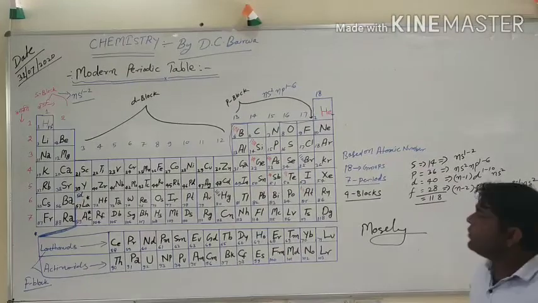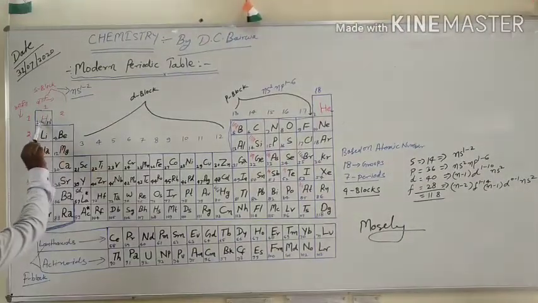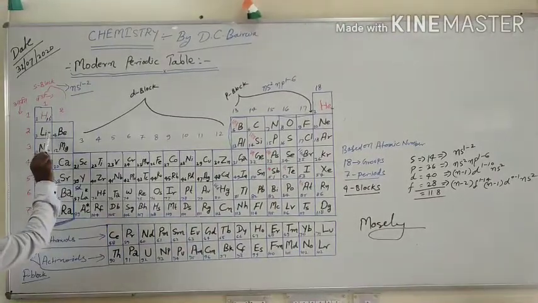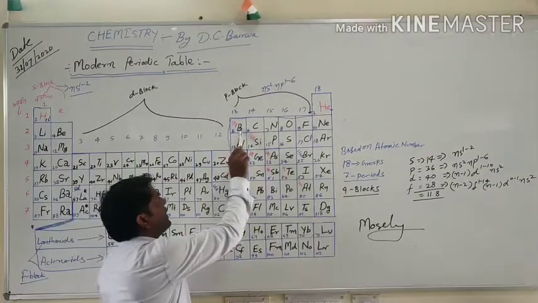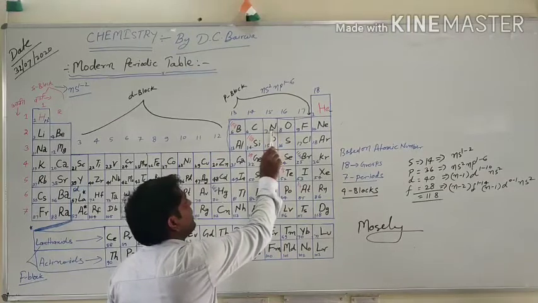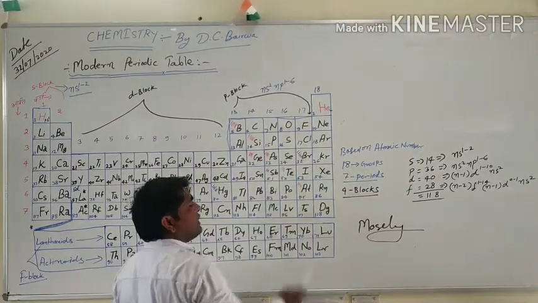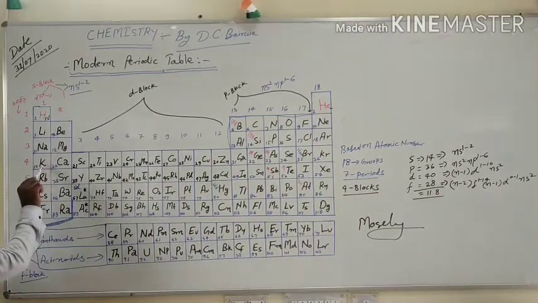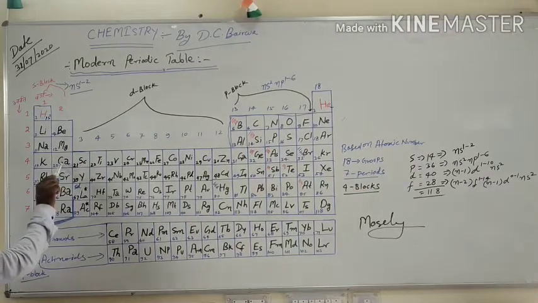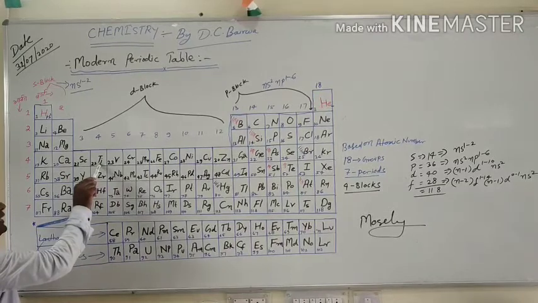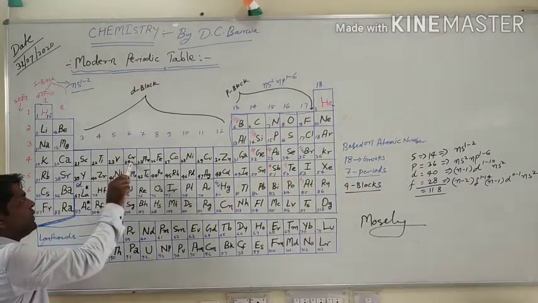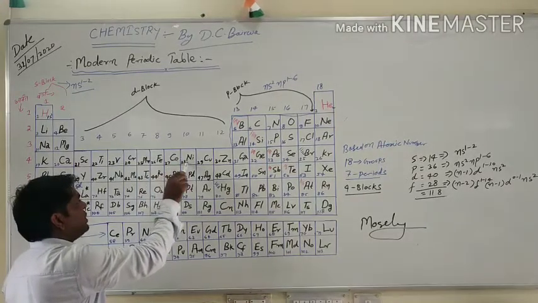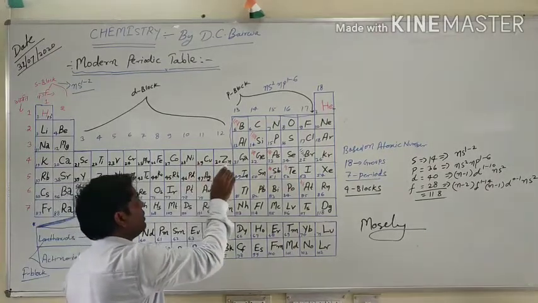Okay dear students, now see here, atomic number 1 is hydrogen, 2 is helium, 3 is lithium, 4 is beryllium, 5 is boron, 6 is carbon, 7 is nitrogen, 8 is oxygen, 9 is fluorine, 10 is neon. 19 is potassium, 20 is calcium, 21 is scandium, 22 is titanium, 23 is vanadium, 24 is chromium, 25 is manganese, 26 is iron, 27 is cobalt, 28 is nickel, 29 is copper, 30 is zinc.